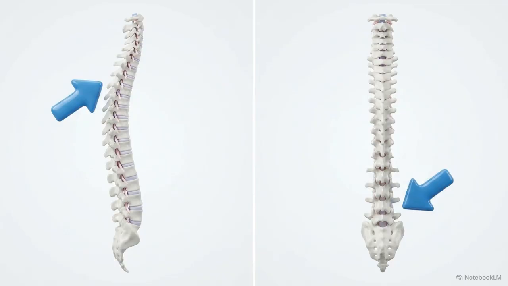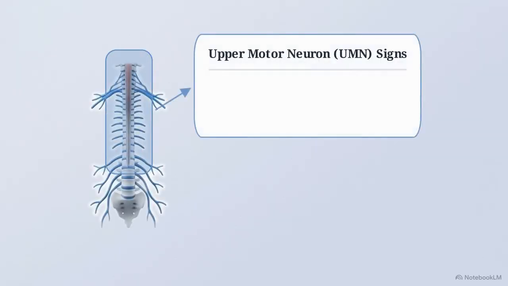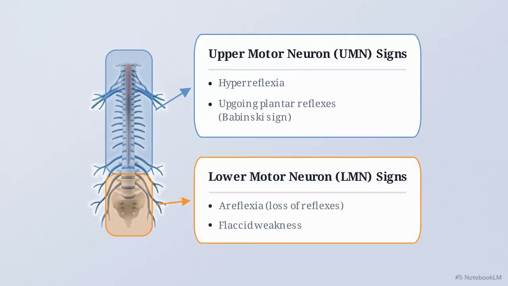The clinical exam requires you to identify the anatomical level of the lesion by distinguishing true cord compression from cauda equina syndrome. Thoracic and cervical cord compression yields upper motor neuron signs, such as hyperreflexia and upgoing plantar reflexes. Compression below L2 yields lower motor neuron signs, manifesting as areflexia and flaccid weakness.